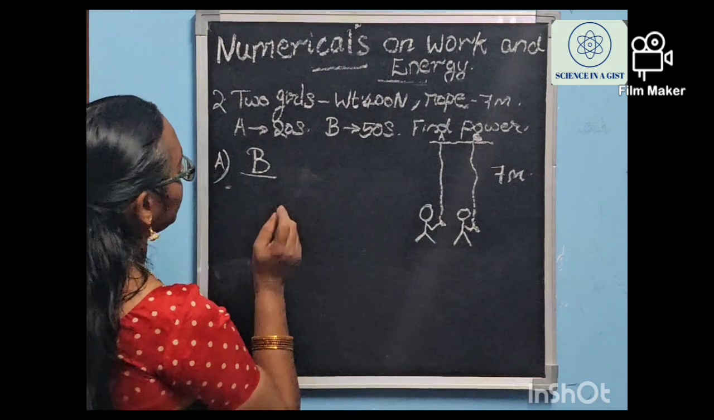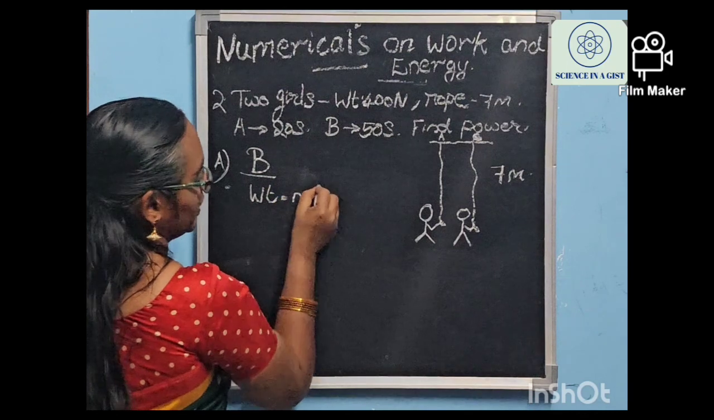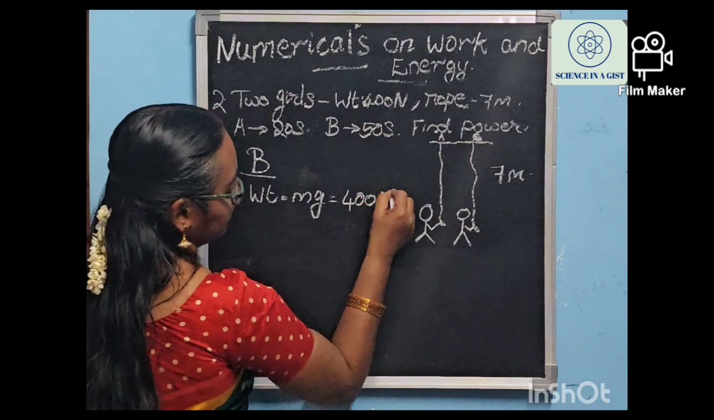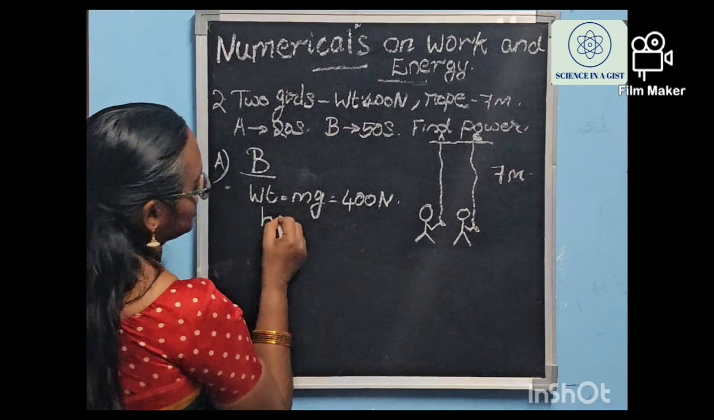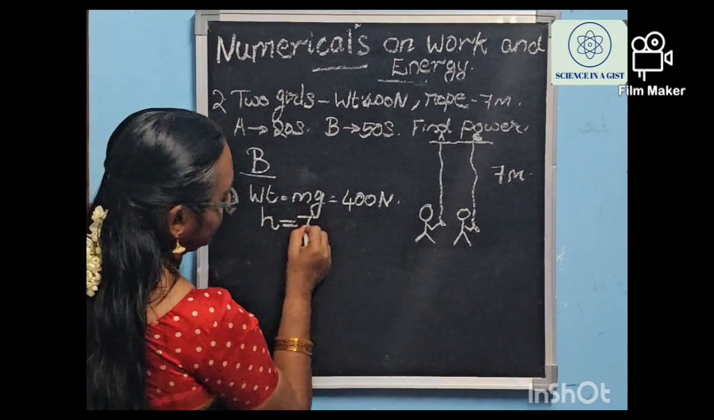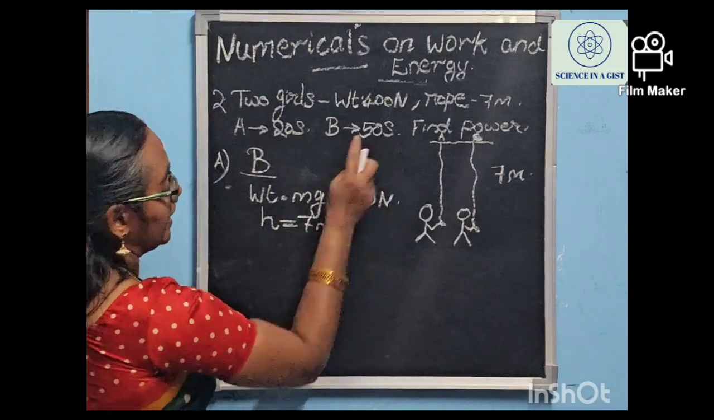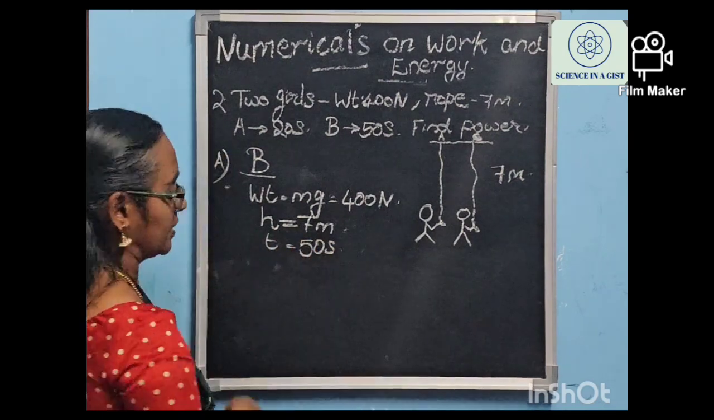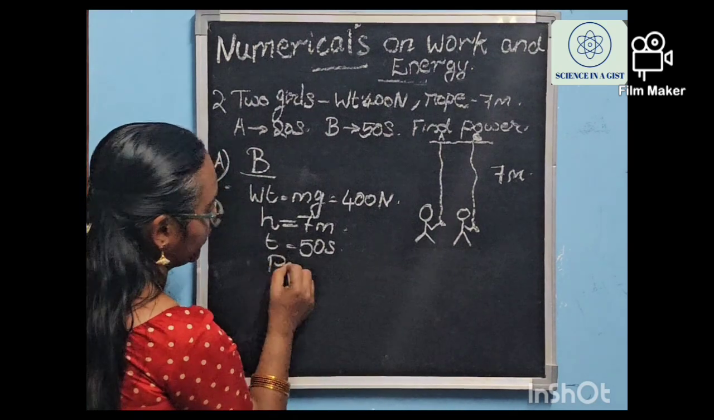For girl B, what things are given? Weight, that's equal to mg, is equal to say 400 Newton. Then length of the rope, that is the height to which they are climbing, is equal to 7 meter, isn't it? B has taken time as 50 seconds for accomplishing the task. Okay. So what do you have to find here? Here also we have to find power.